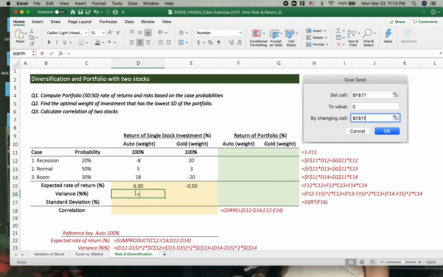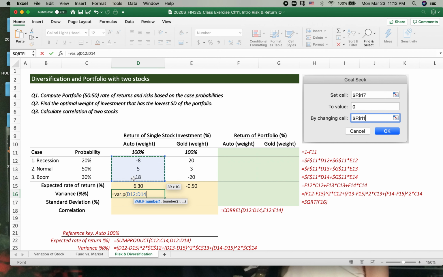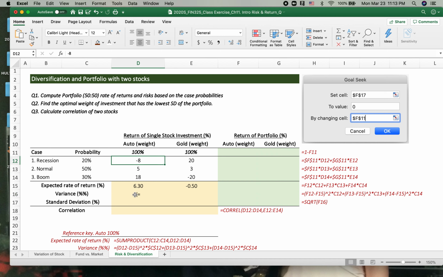And the variance of the auto stock, how do you get it? If you just use the variance population and drag this number, that is the wrong answer. Because the rate of return has different probability. So we want to use some procedure, a long way to go. So minus 8%. We call the minus 8% from the expected rate of return.